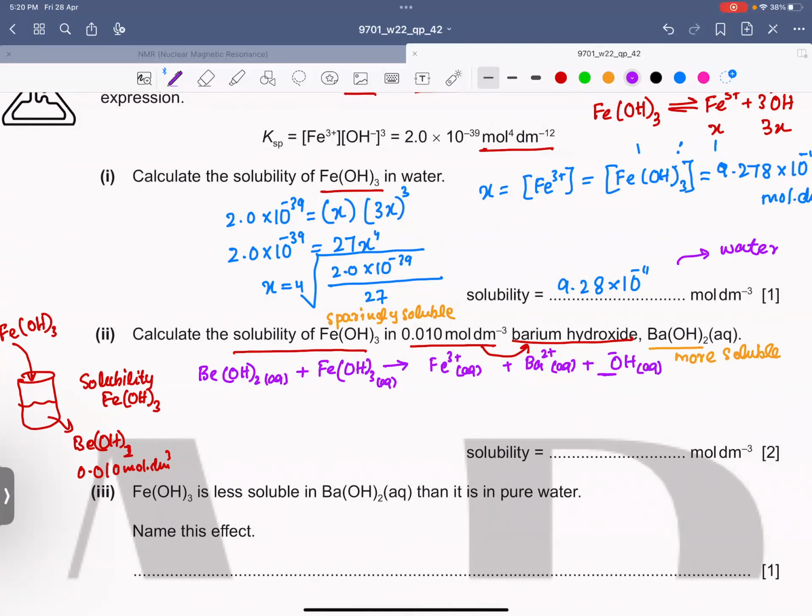I'm intentionally not putting a coefficient here. Okay, so think that the concentration of the solution in which I am adding the iron 3 hydroxide is 0.01 mole per dm cube. So the concentration of hydroxide ions, if we compare it with the barium hydroxide only, is twice. There are twice the hydroxide ions as compared with the barium. So its concentration would be 2 times 0.010 mole per dm cube. Is this part clear?